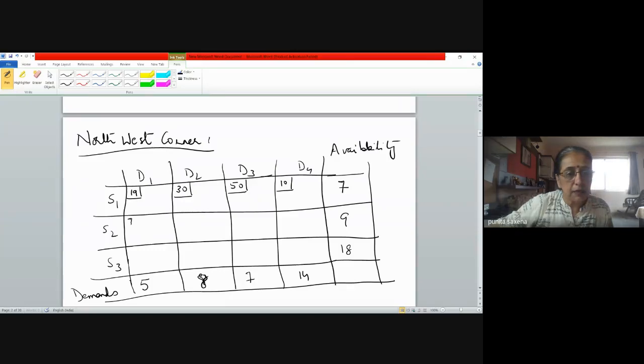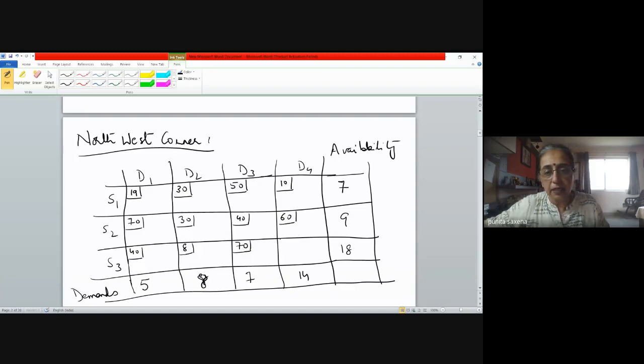This is 70, say. This is 30 again, 40, 60. Okay. Then from source 3, the respective costs are 40, 8, 70 and 20. Okay. Now these are the costs that are involved in transporting 1 unit of that product from the ith source to the jth destination. Okay. This is how the problem is written.